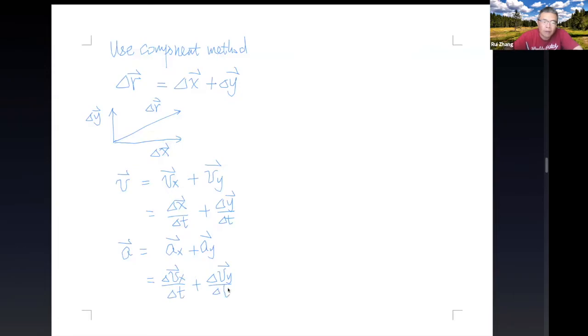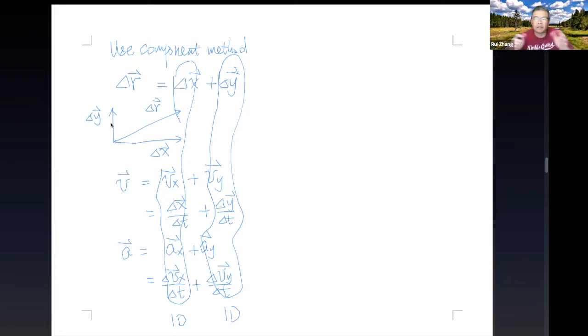Now, notice that after breaking down to the components, the x components right here kind of work separately from the y component. These two are totally independent from each other. In some sense, after we do this component method, the two-dimensional motion essentially breaks down to two one-dimensional motions. See, this is a 1D motion formula, as we had before. This is another 1D motion. One motion happens along the horizontal direction, one motion happens along the vertical direction. These two do not interfere with each other. They just work independently, separately.